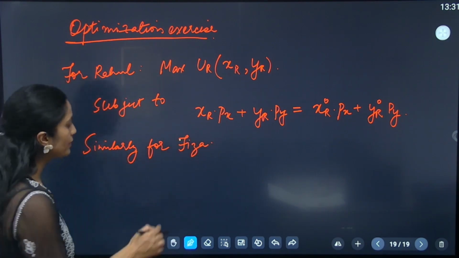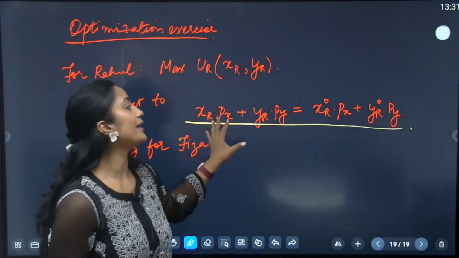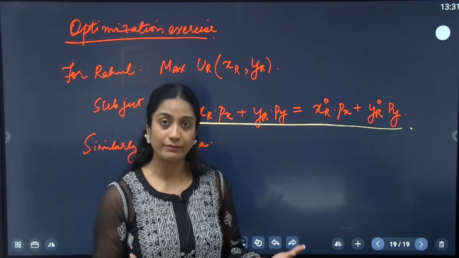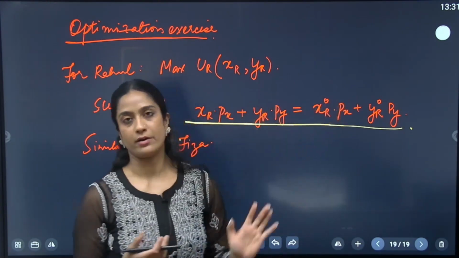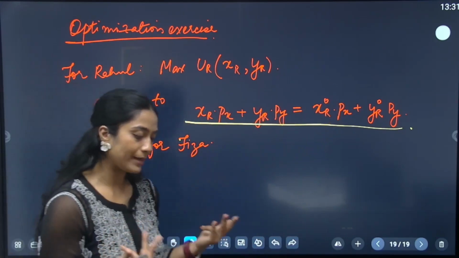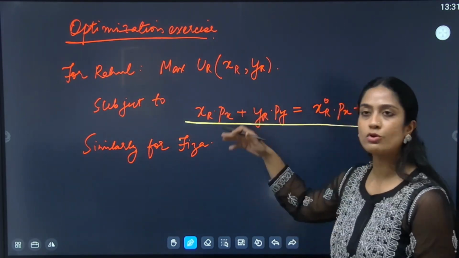Correct? So this is your budget constraint, which is essentially saying that the bundle that you end up with should have the same market value as the bundle that you started with. So this is the budget constraint in this economy where money is absent. Okay? So now we know how to solve this.